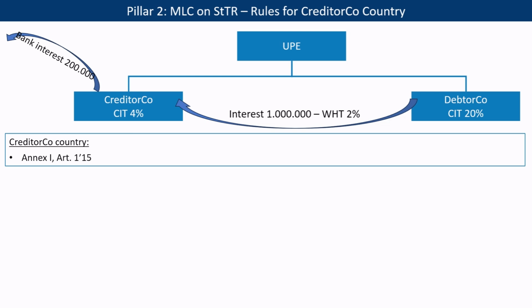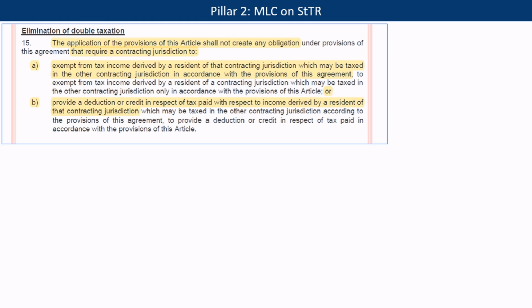If we look at Annex 1, Article 1, paragraph 15, so here's a multilateral convention, and paragraph 15 of Annex 1 says the application of provisions of this article shall not create any obligation that requires a contracting jurisdiction to, and then jumping to letter A, exempt from tax income derived by a resident of that contracting jurisdiction, which may be taxed in the other contracting jurisdiction in accordance with the provisions of this agreement, or provide a deduction or credit in respect of taxes with respect to the income derived by a resident of that contracting jurisdiction. And this is taking the STTR payments out of Article 23.